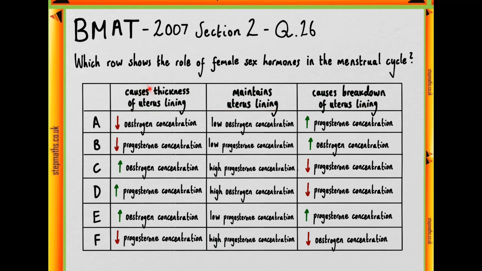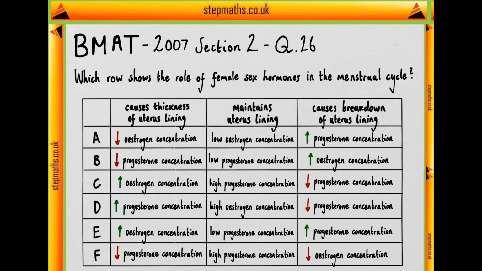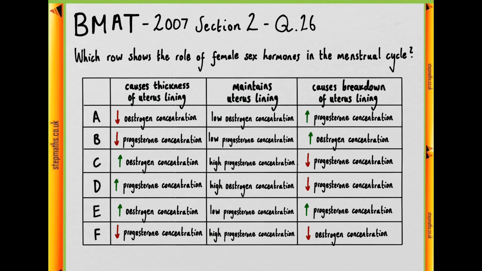First, we'll have a thickening of the uterus lining, perhaps in preparation for the implantation of a fertilized ovum. Secondly, we have the maintenance of this uterus lining throughout the menstrual cycle. And finally, at the end of the menstrual cycle, we have a breakdown of the uterus lining if there has not been an implantation.